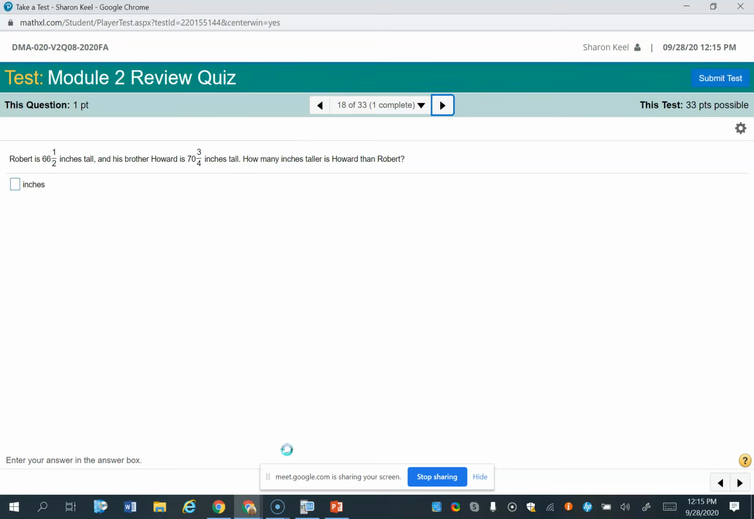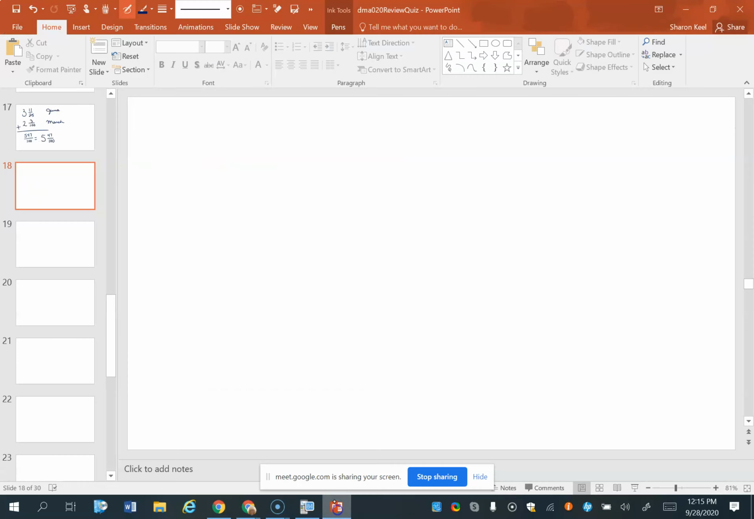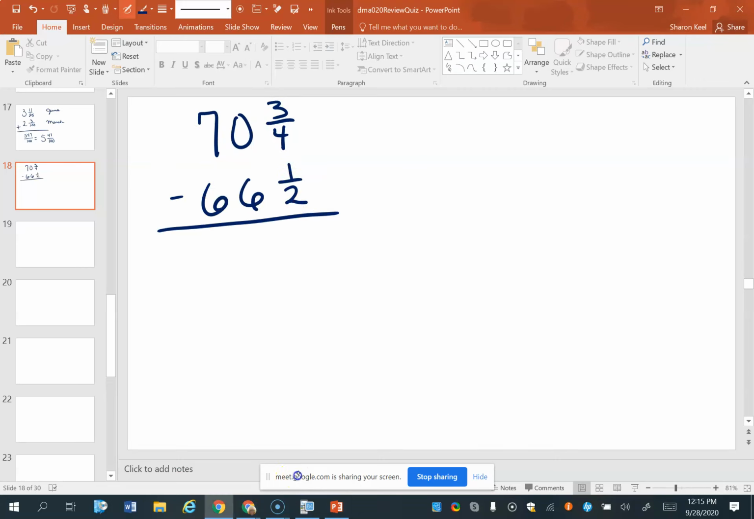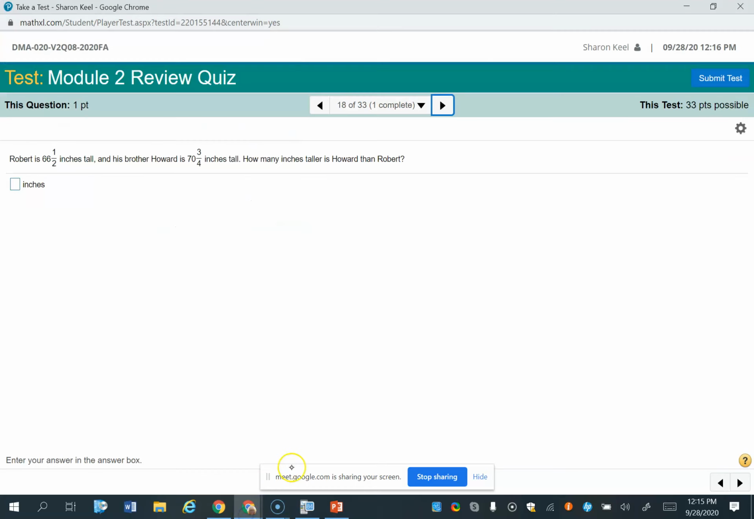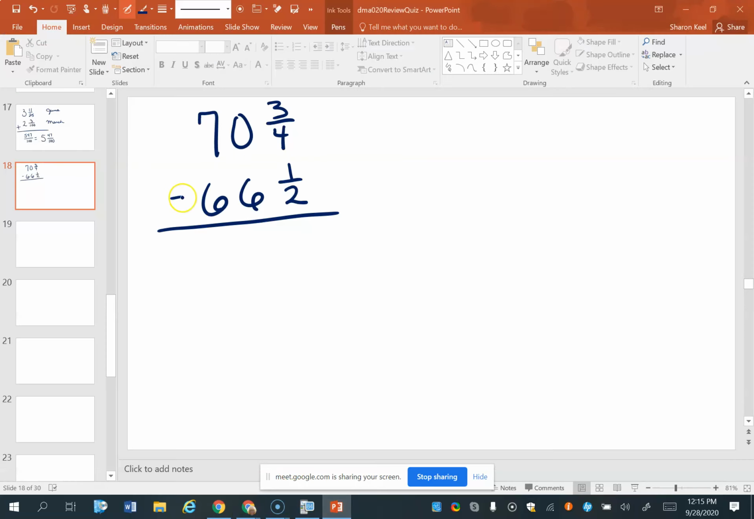Robert is 66.5 inches tall. His brother Howard is 70 3/4 inches tall. How many inches taller is Howard than Robert? So when we do this subtraction, the taller person is going to be listed first. So we have 70 3/4 minus 66 1/2. So make sure that is first, that is second.